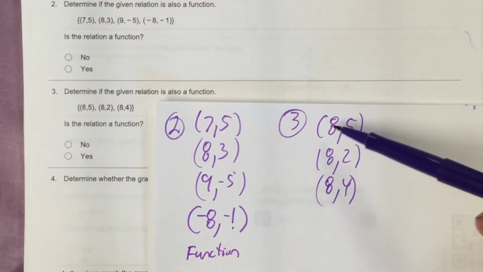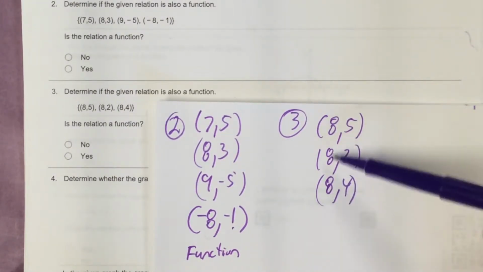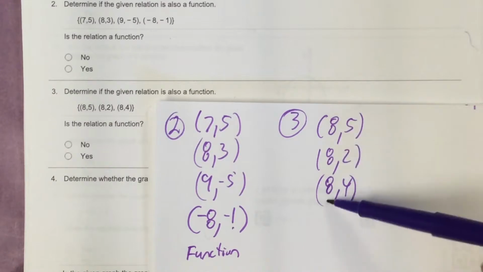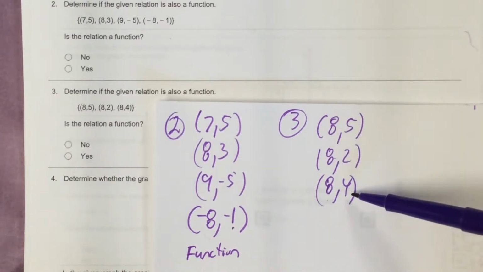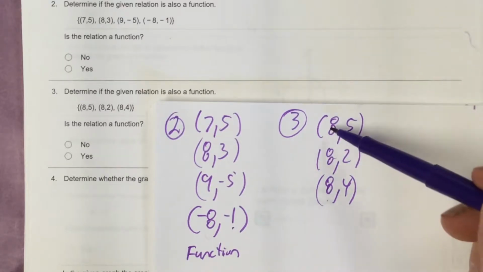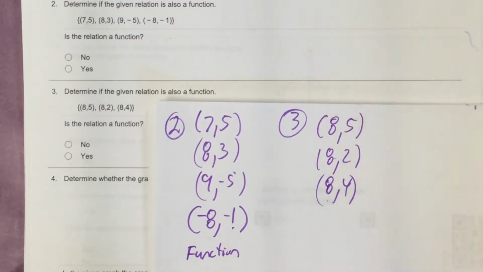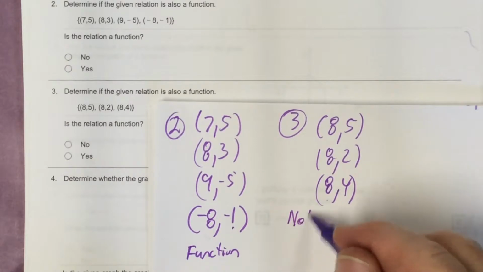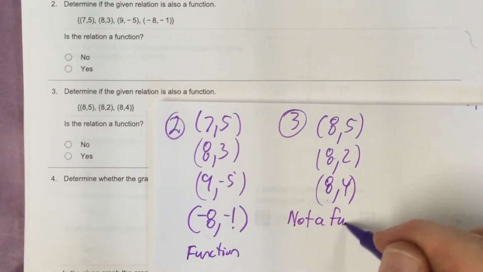But here, if 8 is a person, so 8 is going to be the same person. We have 1 person in 3 different places at the same time. That is not possible. So because we have the same person in more than one place, this is not a function.